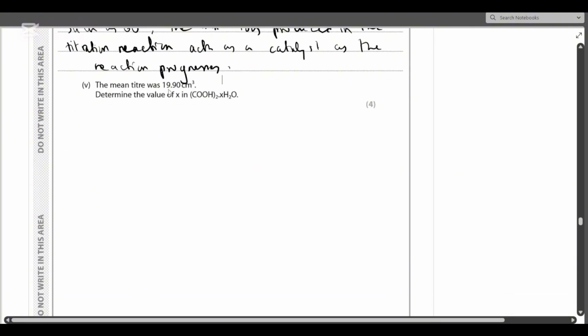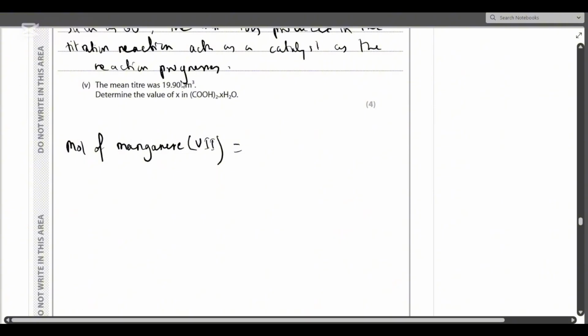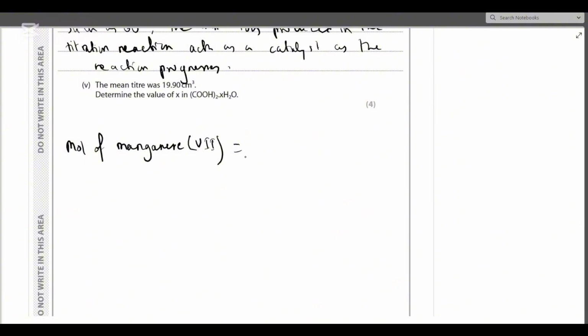Moving on, they said the mean titer was 19.90 cm cube. Determine the value of X in COOH·XH2O. The first, since the titer has been provided, we can easily find the moles of the manganese ions that have reacted in this titer. So we can write that the mole of manganese 7 right here, since the volume has been provided, we can see clearly right here.